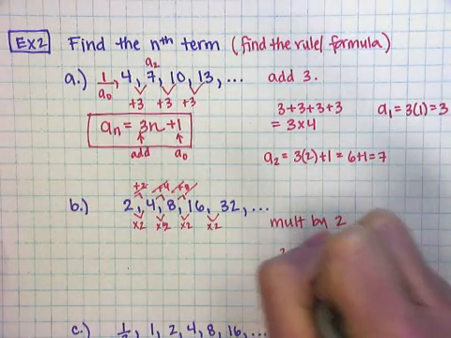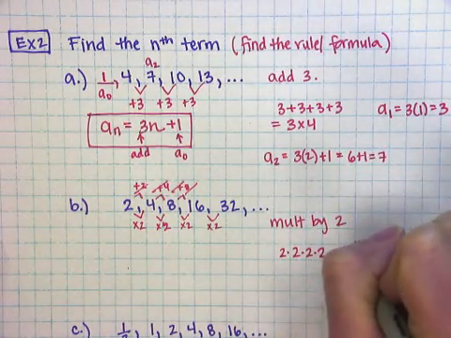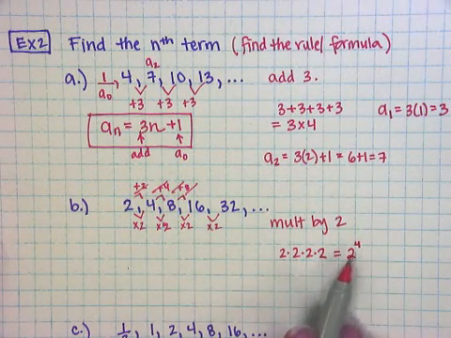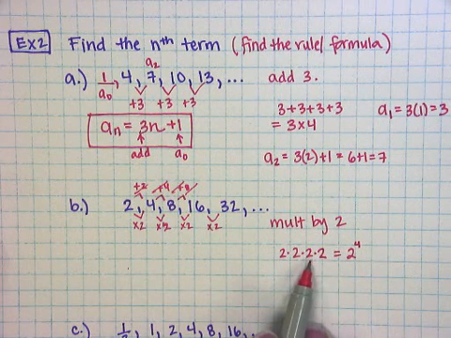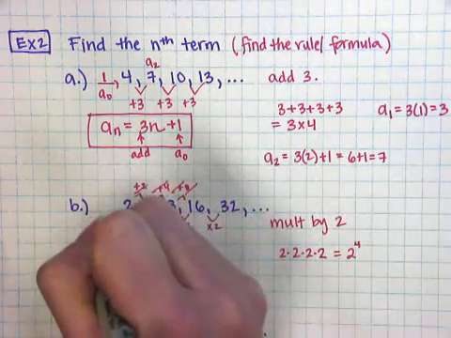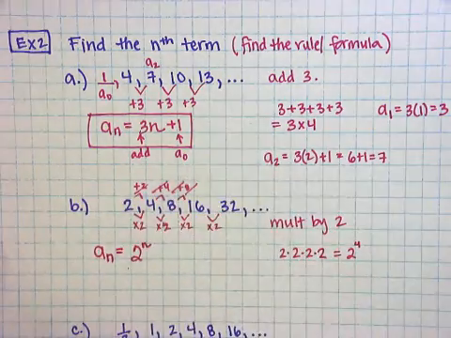Now recall that when you multiply by the same number over and over again, that's the same as an exponent. 2 times 2 times 2 times 2 is the same as 2 to the 4th. Now this gives me again a little hint as to what my formula is going to be. Since repeated multiplication is a power, I'm going to have a sub n equals 2 to the n.